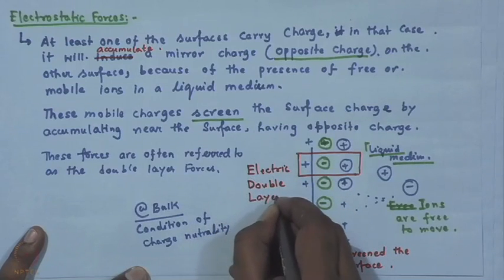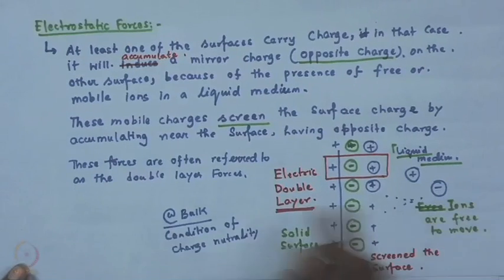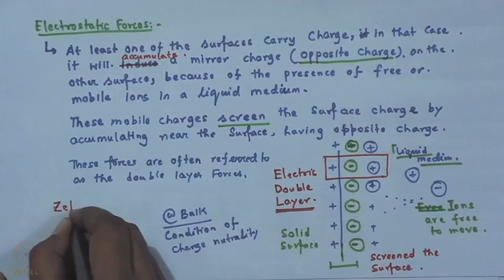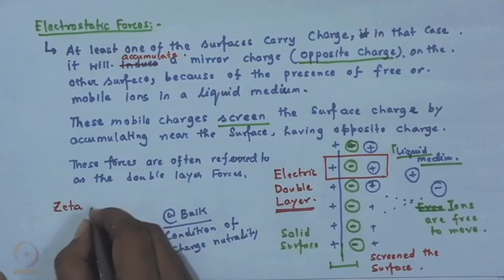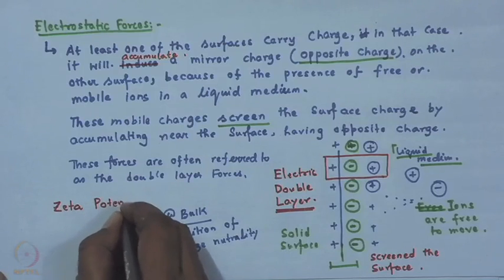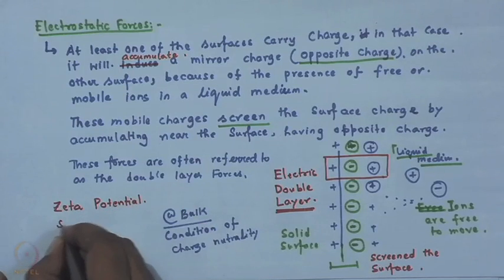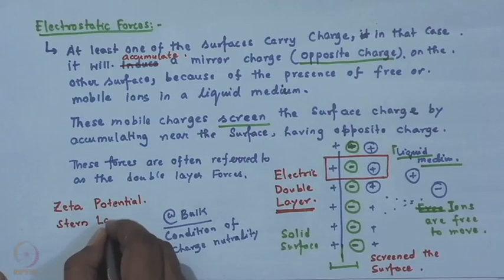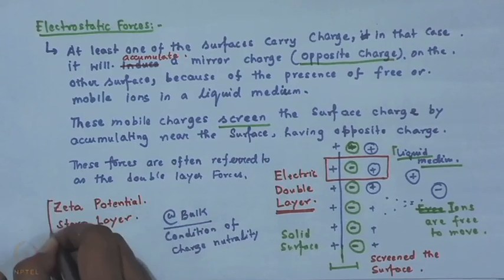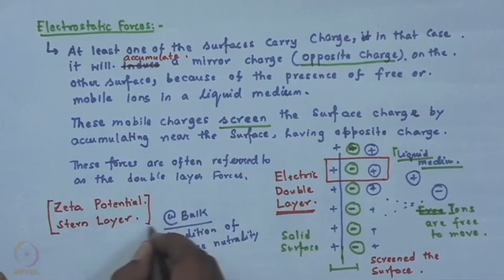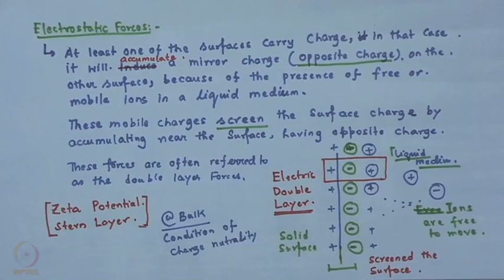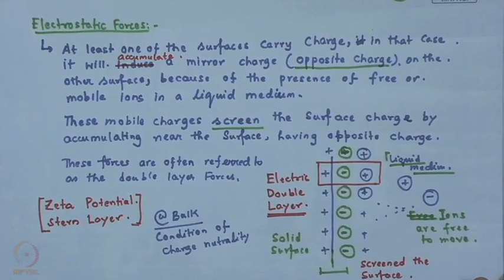There are certain critical concepts associated with an electric double layer. I think towards the later end of the course we will talk about zeta potential, Stern layer, and all these concepts. Even otherwise, now that you understand the basic structure of an electric double layer, you are encouraged to have a look at some of these things on the internet or in any standard textbook.